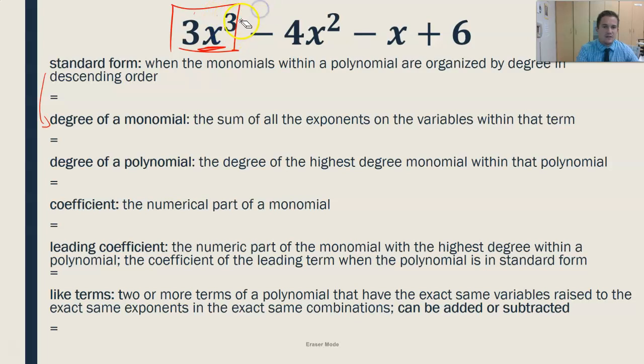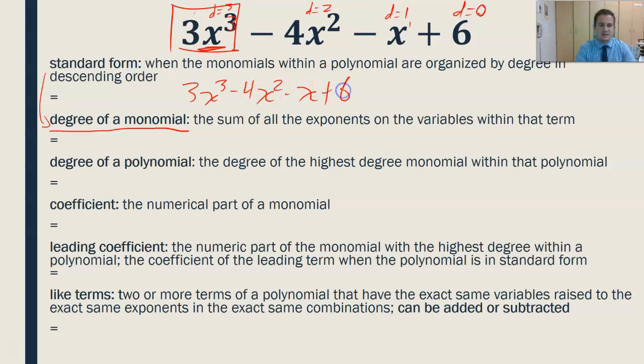That exponent is the degree of that monomial. So the degree of this monomial is 3. The degree of this monomial is 2. The degree of this monomial, the exponent on this x is just 1, so the degree here is 1. And there is no variable here, so no exponent means a degree of 0. So standard form basically means that we order our polynomial from largest degree, in this case 3, to smallest degree, in this case 0. So I'd write that 3x cubed minus 4x squared minus x plus 6.